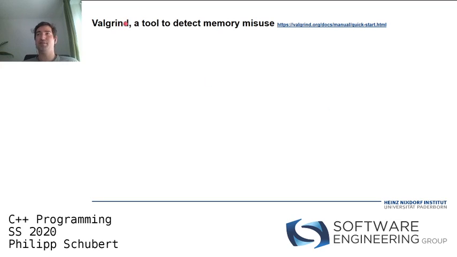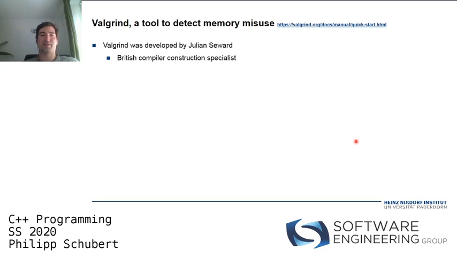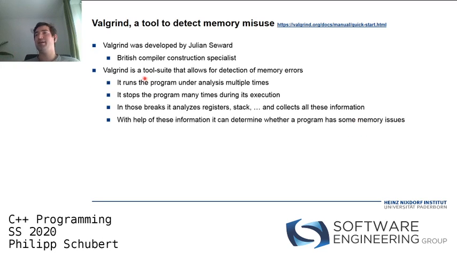But a tool which can make your life somewhat easier is called Valgrind. And Valgrind is a tool to detect memory issues. So you can go to that link and look it up and read all the details. Valgrind was developed by Julian Seward, and he is a British compiler construction specialist, so one of the very smart people. And Valgrind is really a tool suite that allows you to detect memory errors.